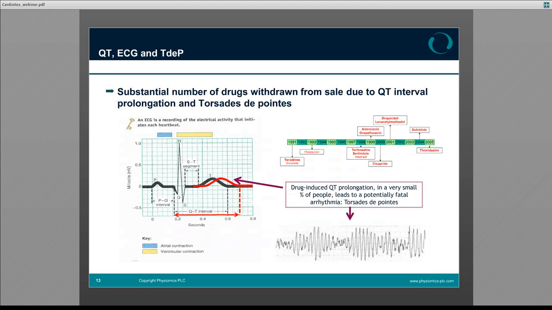Now, of the cardiac toxicities, the one that we're interested in today is basically torsade de pointes and also QT interval prolongation. As many of you are probably aware, a wide number of drugs were withdrawn from the market for a period of time in the 90s and early to mid-2000s, mainly due to torsade de pointes or QT interval prolongation. Now, it's not necessarily a one-to-one relationship. QT prolongation does not necessarily mean it will lead to a fatal arrhythmia such as torsade de pointes. However, most instances of torsade de pointes have been previously preceded by a prolongation of the QT interval.